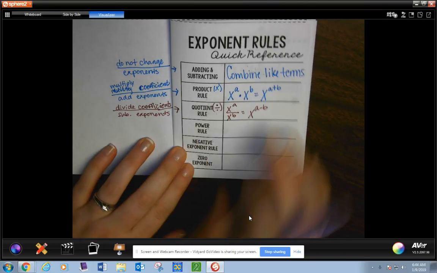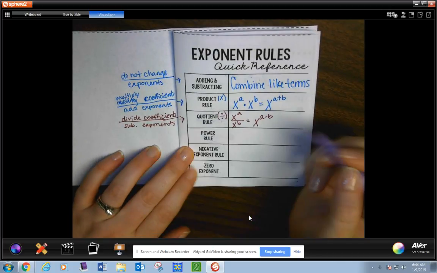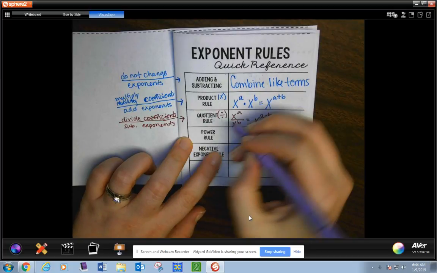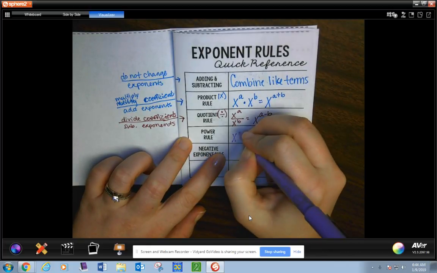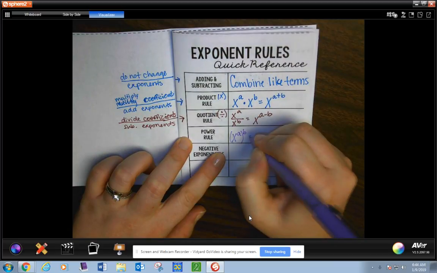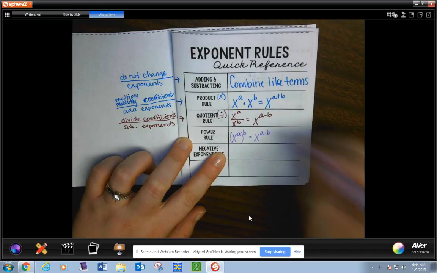Okay, guys, so back to our exponent rules. We're going to go over the power rule really quick. So power rule means that you're taking it to an exponent. So if you have like x to the a to the b, what this is telling you to do is multiply your exponents, so times sign.